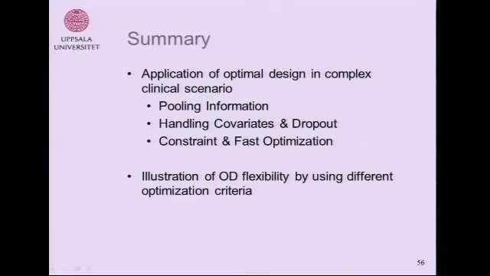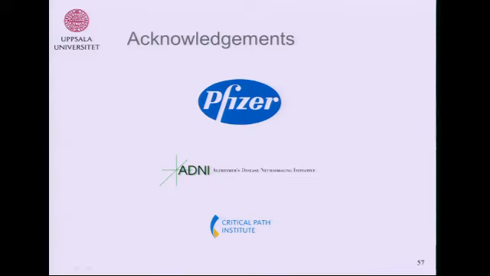So in summary, I hope I showed you an application of optimum design in a complex clinical scenario. You saw how we pooled information from different sources. We handled covariates and dropout, and we used a constrained optimization, with which we increased the speed. Also, we illustrated how flexible optimal design can be, so how we can use different criteria to satisfy different actors in a clinical trial. And with this acknowledgement slide, I would like to close my presentation.